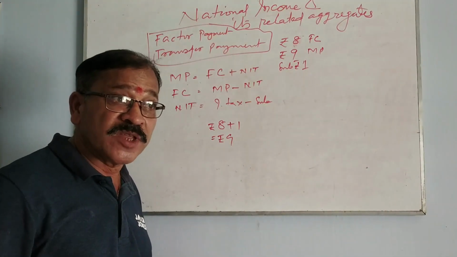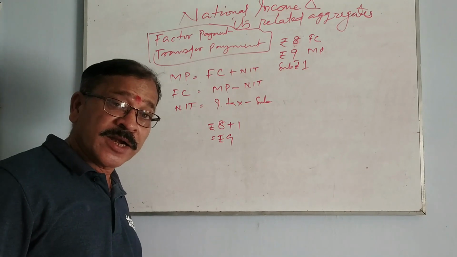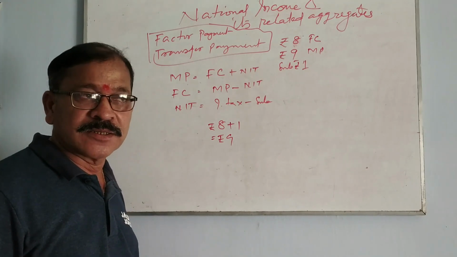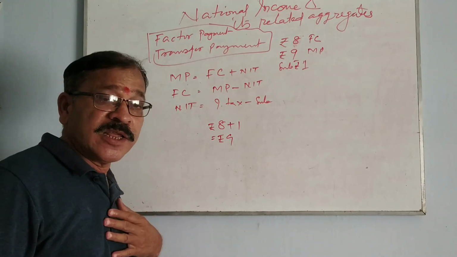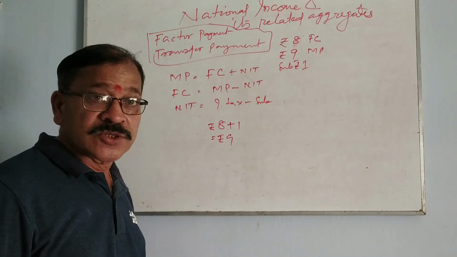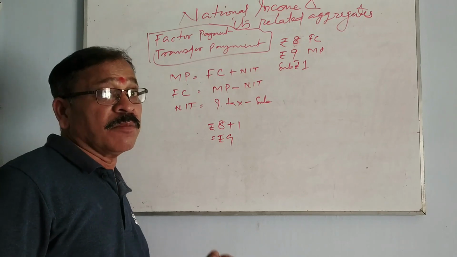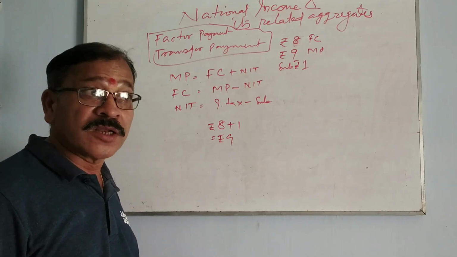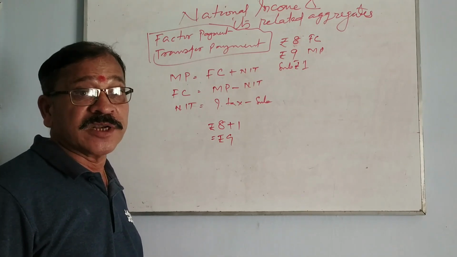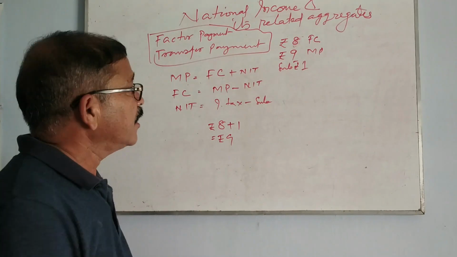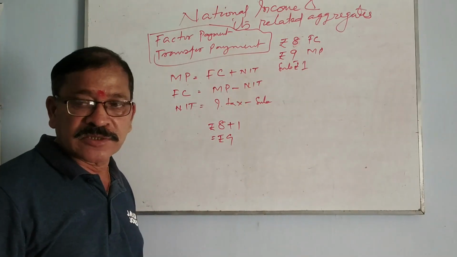That means you do something, and in order to do that, you get something back. That is factor payment. I have money, I am giving somebody, so I get interest. That interest is my factor income, or for the person who is paying, it is a factor payment. Okay. Transfer payment. What is transfer payment?